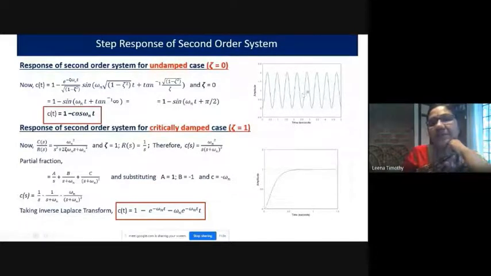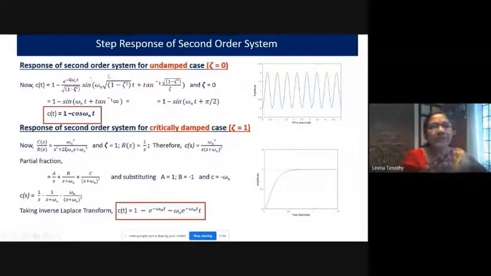So the response waveform will be like this: output c of t is 1 minus cos omega n t. The waveform will be a sustained oscillation. Therefore, it is called an undamped system, when theta is equal to 0.